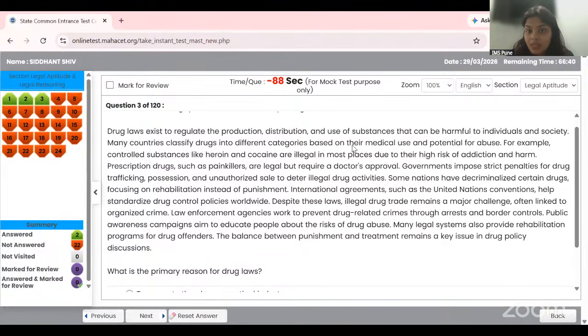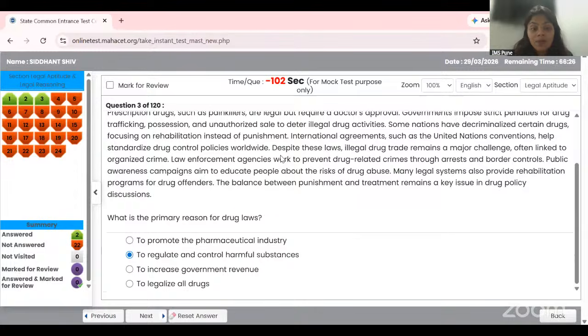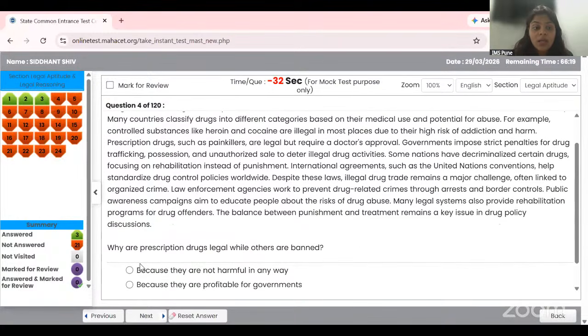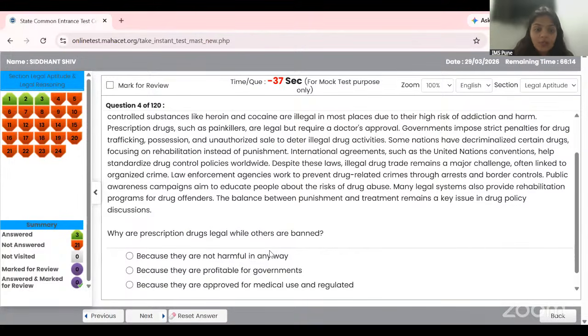So can you see why drug laws exist in the first place? To regulate production, distribution, and use of substances that can be harmful to individual and society. So this is where you find your answer. Now we again click on next. We go to the fourth question that is based on this passage, which is, why are prescription drugs legal, why are others banned? This is the fourth question.